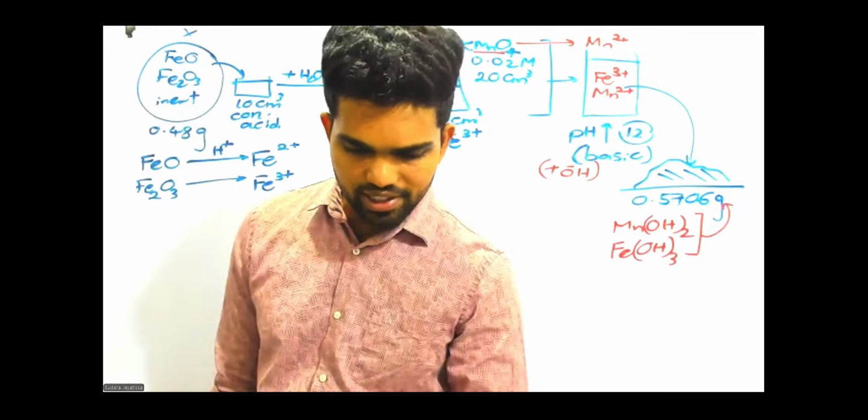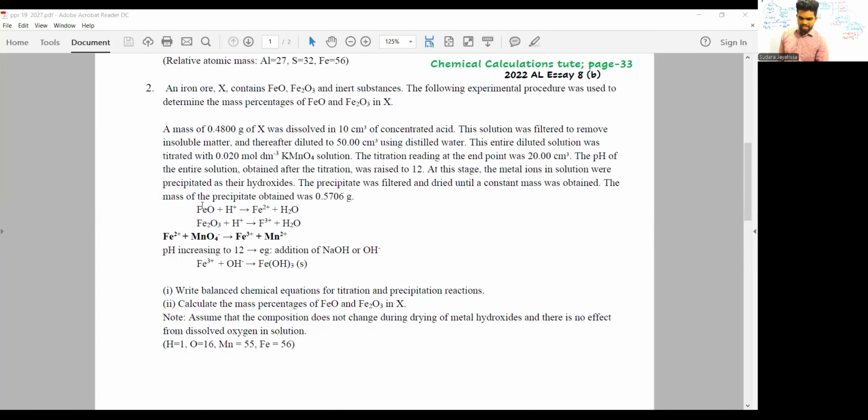Let's go and check that one quickly. Here, I gave you the reaction. These reactions are not given in the level exam. For you to understand, I mentioned this. So pH increasing means addition of sodium hydroxide. So Fe3 plus and Mn2 plus, all of them will be precipitated.